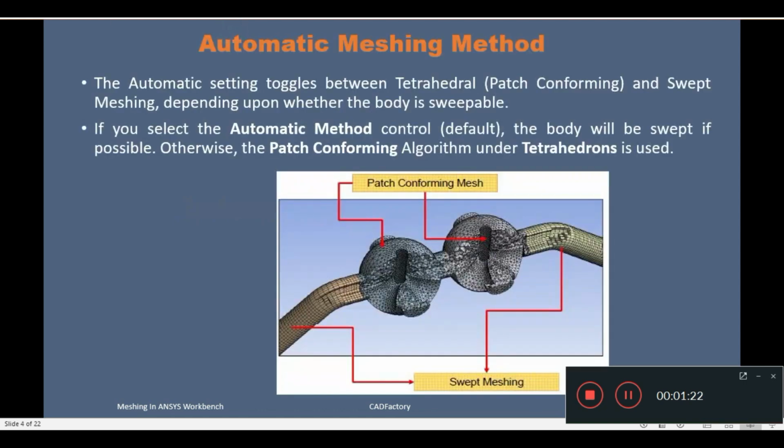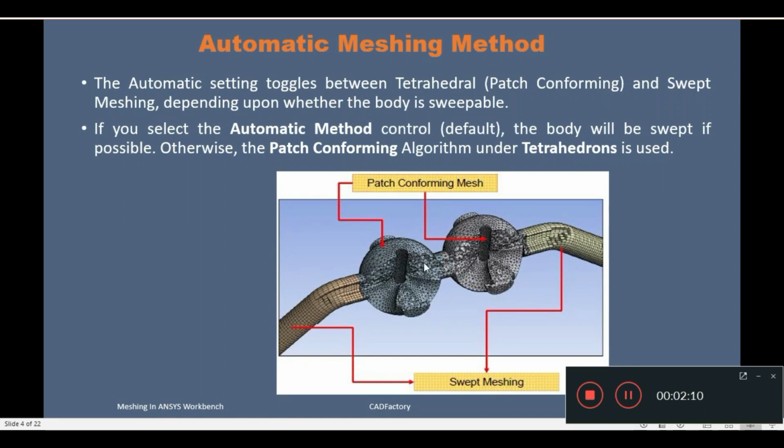This automatic method is going to toggle between tetrahedral and swept meshing, depending upon whether the body is sweepable. You import any body, the body gets identified by the software, and depending on the shape and the component parts available in the body, it is divided into two types, that is sweepable body and unsweepable body. If your body is sweepable, then in automatic method the meshing is done using the sweep method, and if your body is unsweepable, in this case the tetrahedral patch conforming mesh method is used.